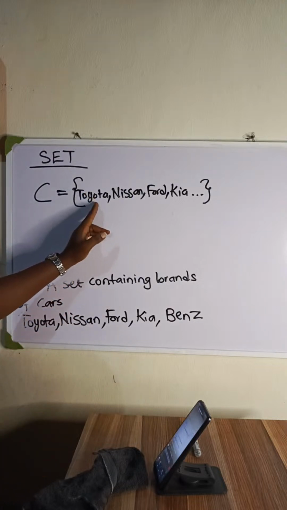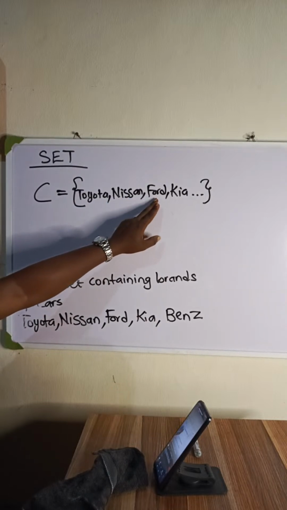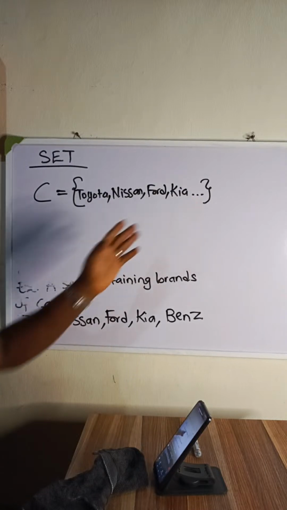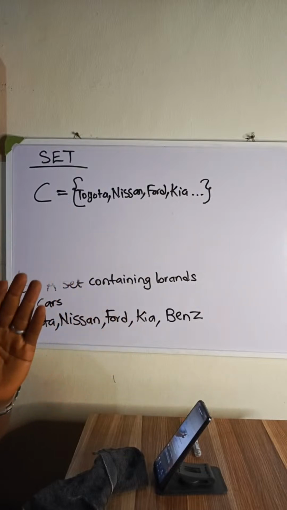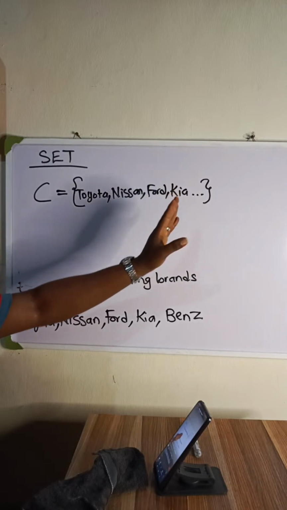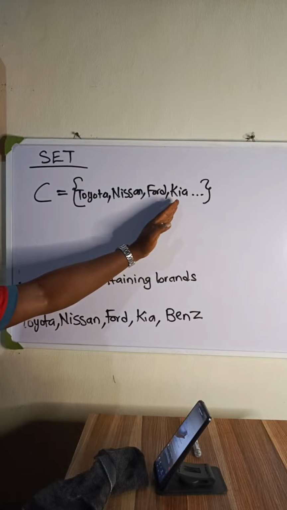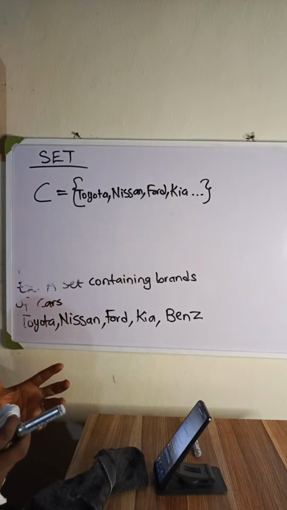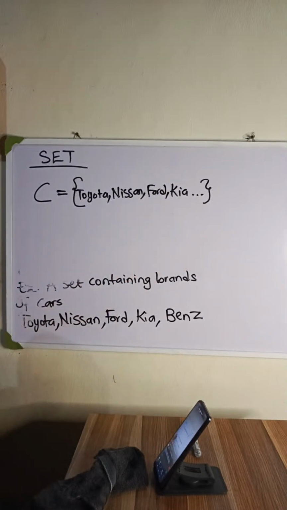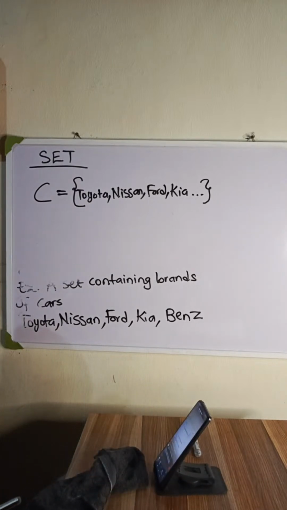So Toyota is an element of this set, Nissan is an element of this set, Ford is an element of this set, Kia is an element of this set. And then these dots tell us that there are still other brands of cars in this set, but the space we have here cannot contain them. So whenever you have a large number of values that you cannot write all down at the same time, you can just put the dots to show that there are still other members or elements of that set. Okay.